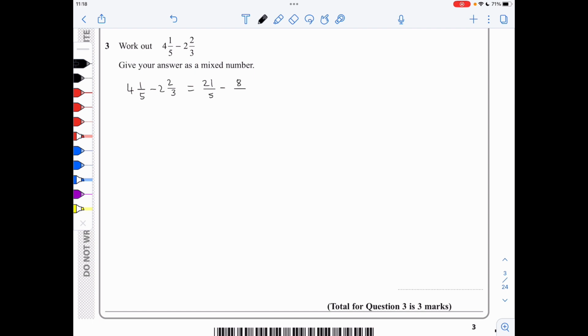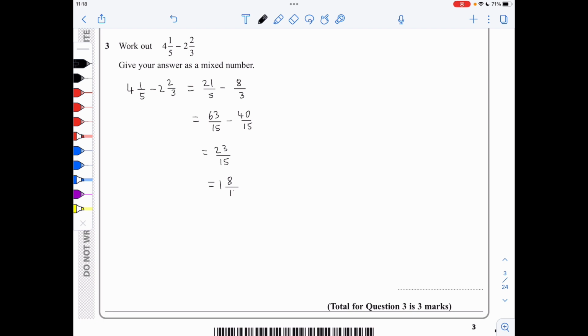Now the LCM of 5 and 3 is 15. So I will multiply the first one by 3 to get 63 over 15, and the second one by 5 to get 40 over 15, which leads to 23 over 15, which as a mixed number is 1 and 8 over 15.